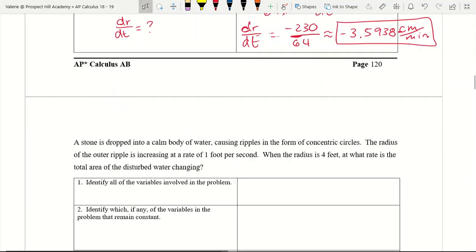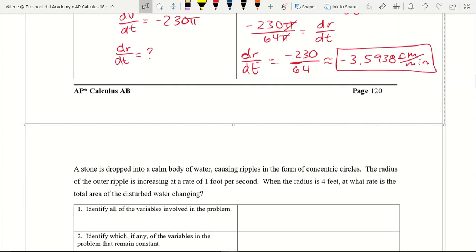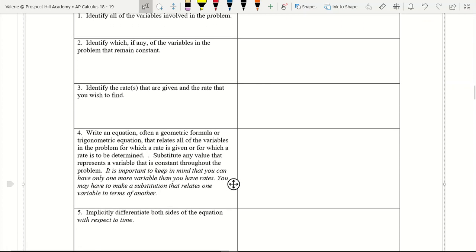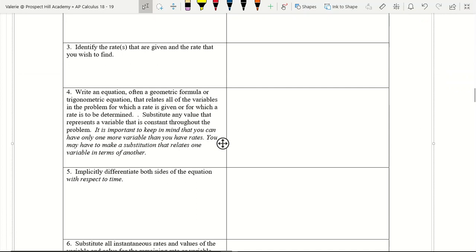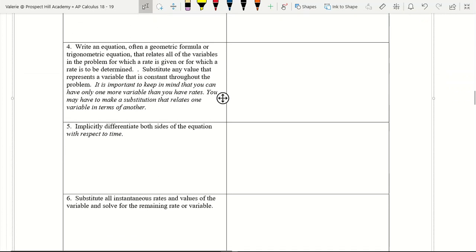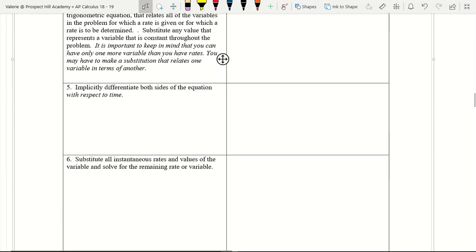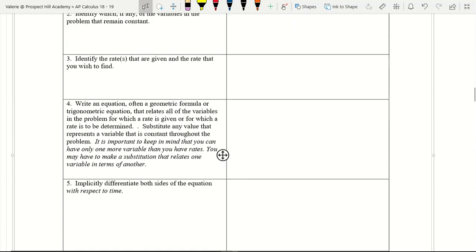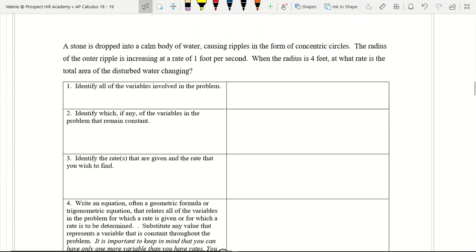Okay, so page 121, I'm actually going to have you do this problem on your own, and the reason for that is because it is very similar to the problem on page 120. So you're going to go through this problem in the same way we went through the problem on page 120, and you're going to do your best to figure out at what rate the total area of the disturbed water is changing. Okay?